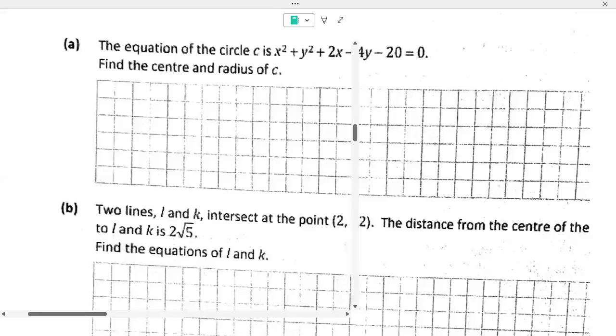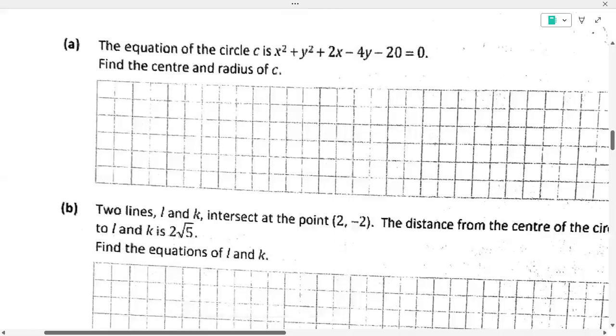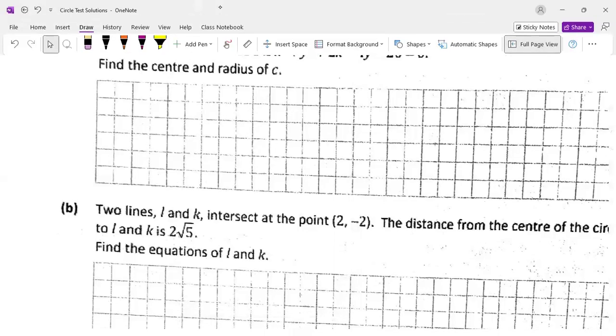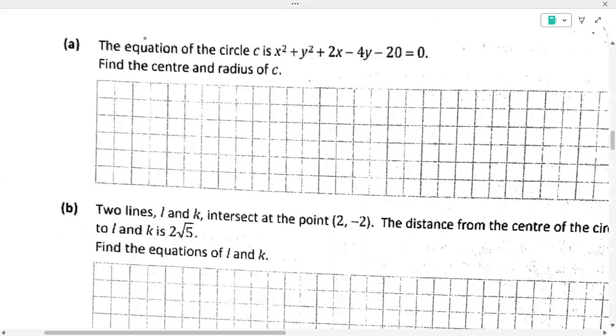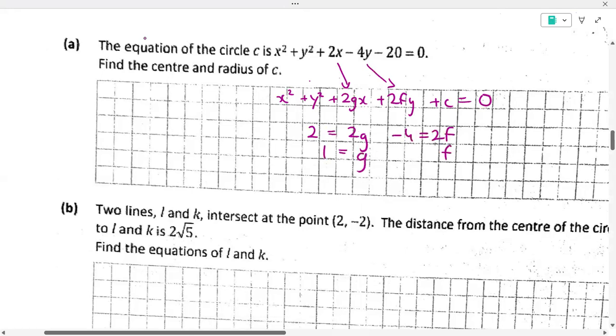Okay, so the equation of the circle C is given. Find the center and the radius. Now, again, if you're provided with it, you compare it directly to the formula on page 19, and then I do a direct comparison with each part. So the 2 is the 2g, and the -4 is the 2f. So g is 1, and f is -2. And sorry, c is -20.